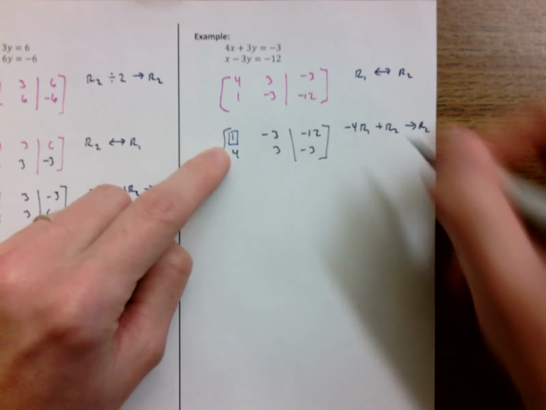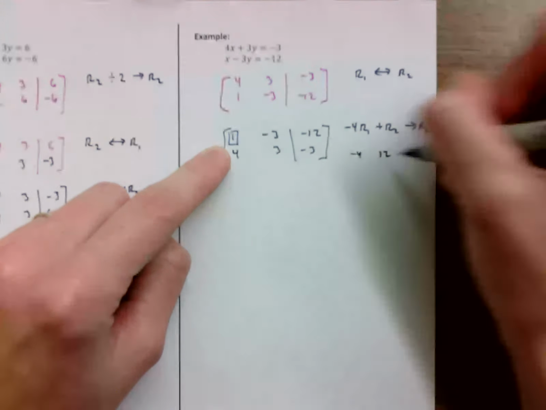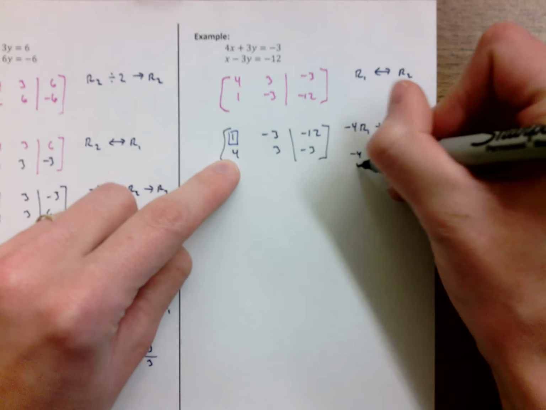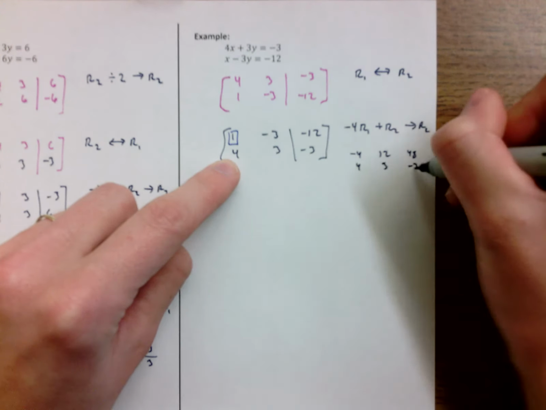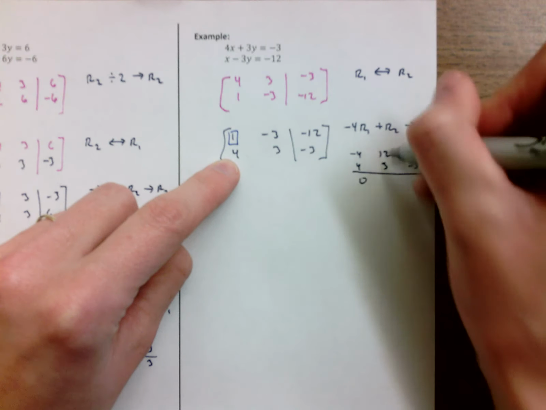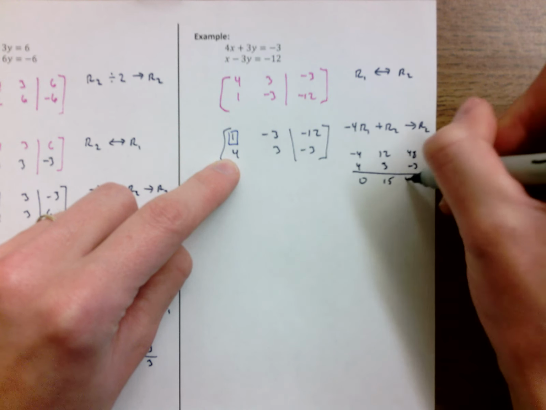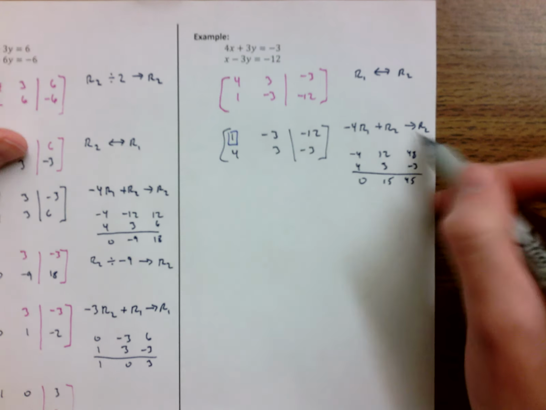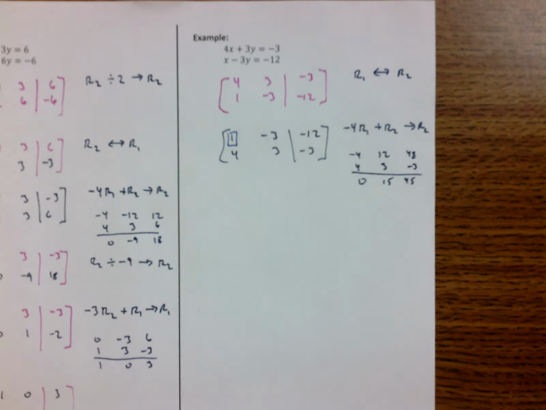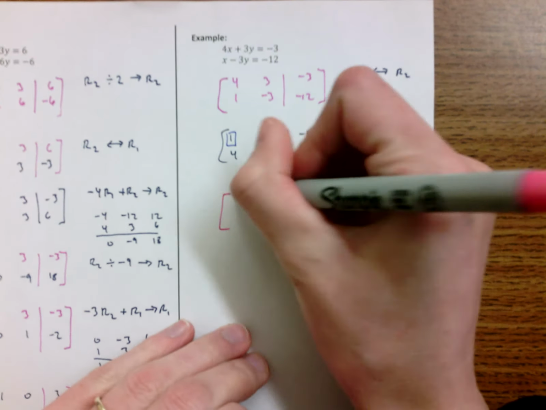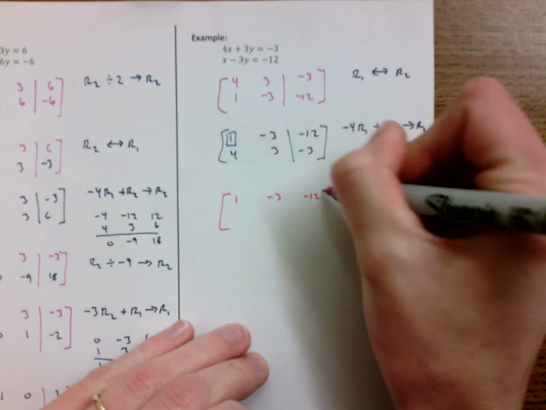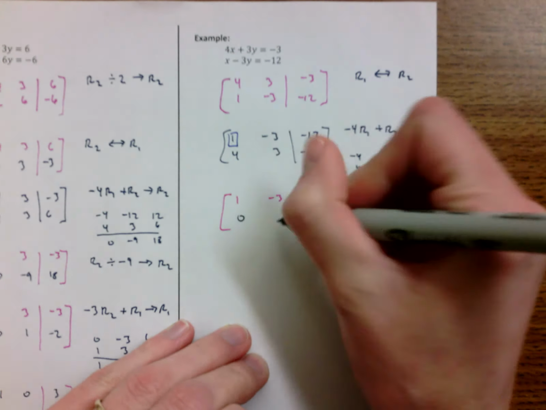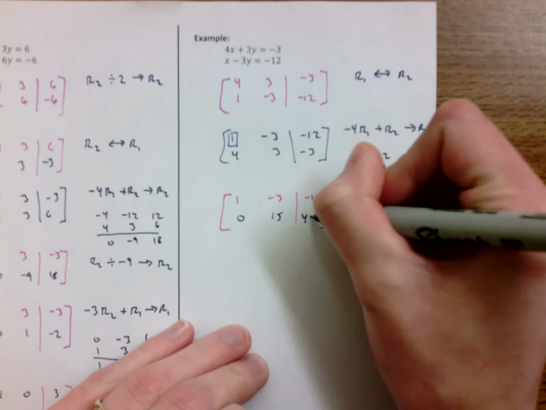Okay, so work off to the side. That'll be -4, 12, and then 48. Row 2, I'm just copying below it. And I add that together, 0, 15, 45. Okay, and I said I was going to put that in row 2. So in my new matrix, the top row, I didn't change. Bottom row is the new stuff that I have. There we go.